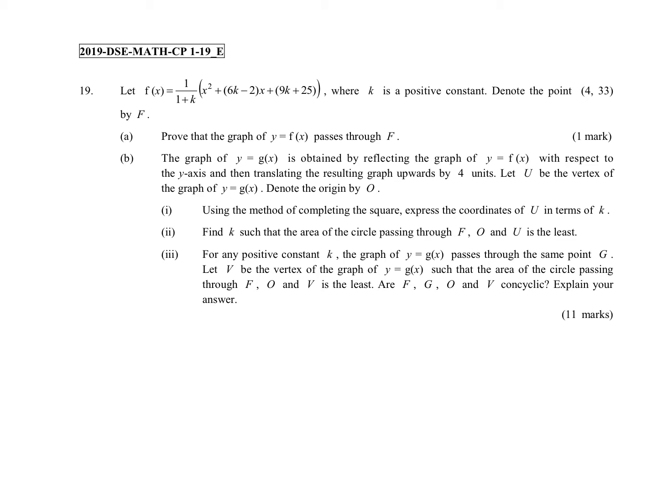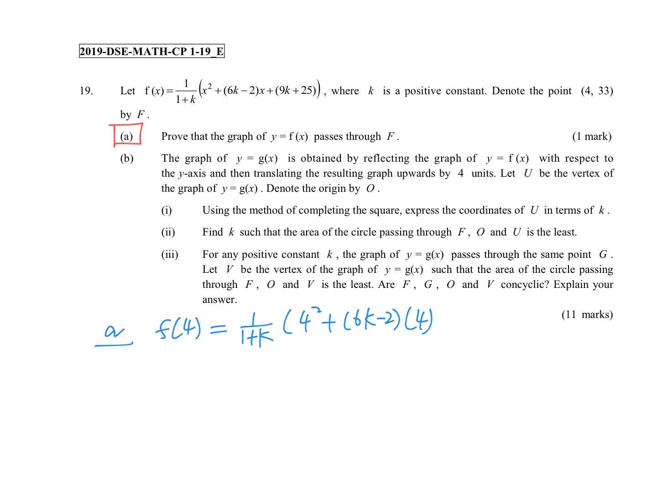So first of all, in part A, prove that the graph of y equals f(x) passes through the point F. Okay, so that would be easy because it's just one mark. So here, we just try to input f(4), and then at the end, we need to get 33. Of course, we need some steps in order to get the result.